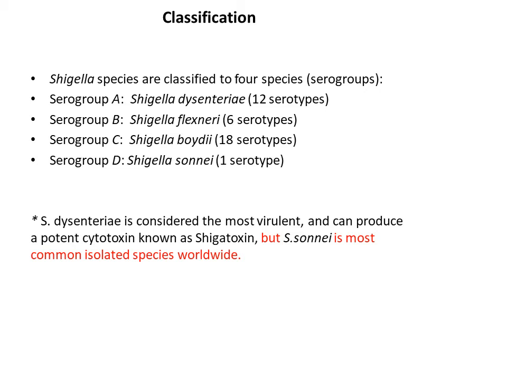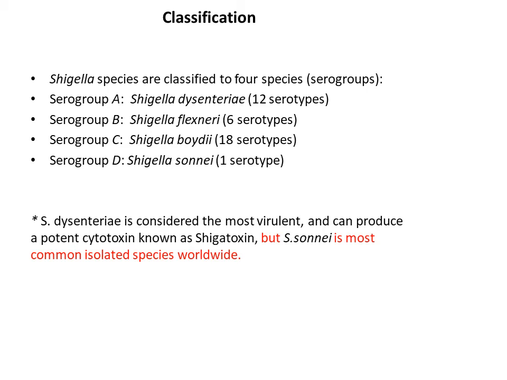Shigella are classified into 4 species or serogroups. Serogroup A involves Shigella dysenteriae, which includes 12 serotypes. Serogroup B involves Shigella flexneri, which includes 6 serotypes. Serogroup C involves Shigella boydii, which includes 18 serotypes. And serogroup D involves Shigella sonnei, which includes 1 serotype.